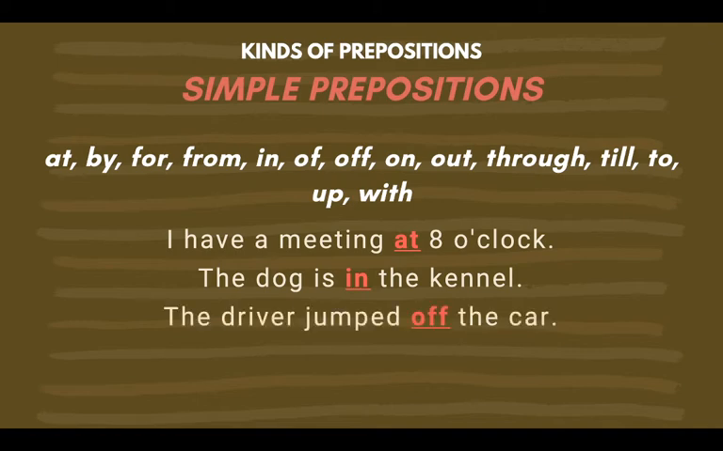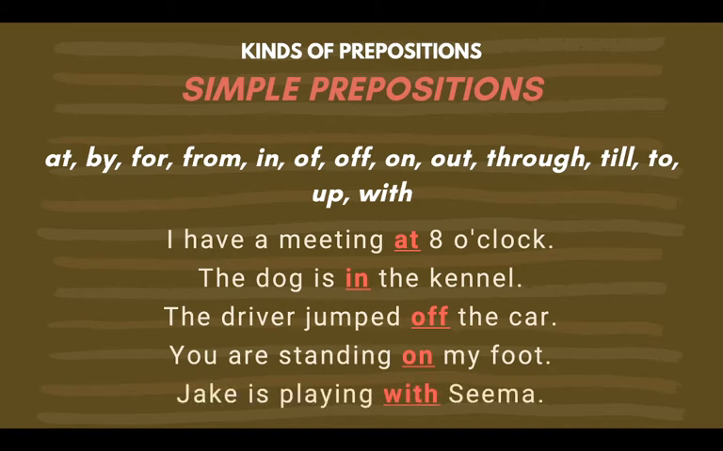Driver jumped off the car. You are standing on my foot. Here the highlighted words are termed as prepositions. You need to focus on the highlighted words so that you can understand better. Jake is playing with Seema. So here the word with gives a connection between the subject Jake and Seema in the object place.